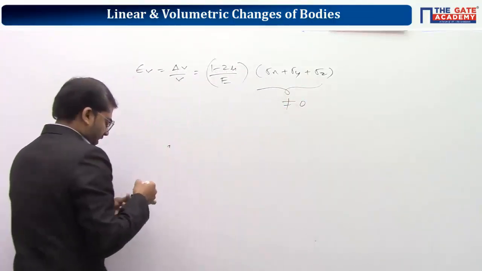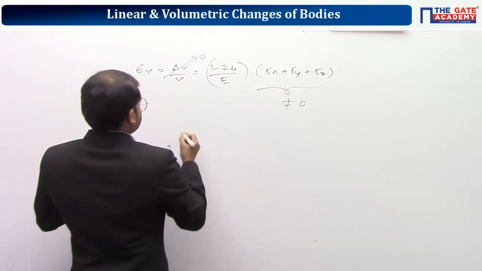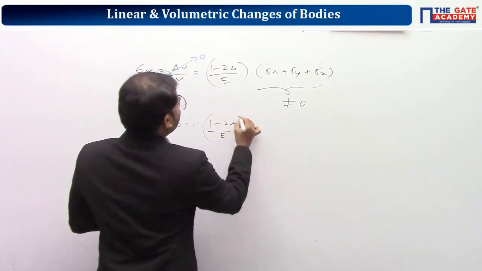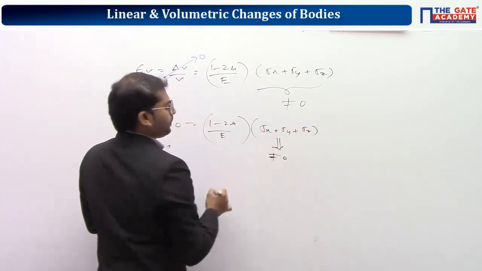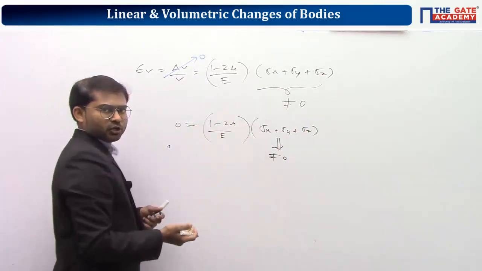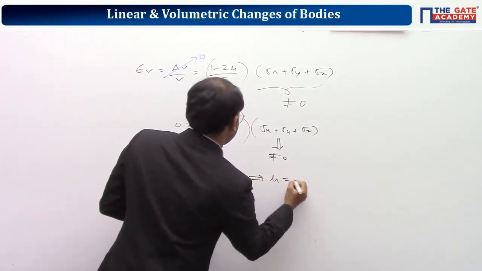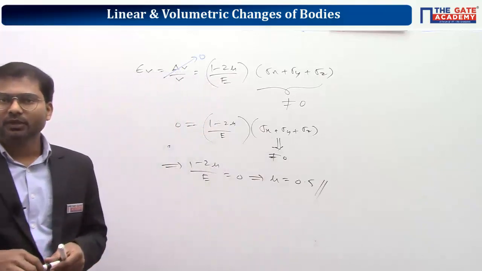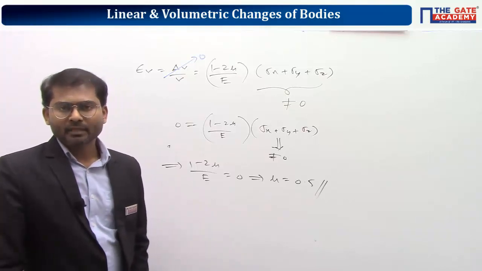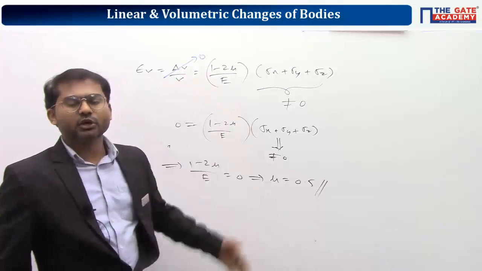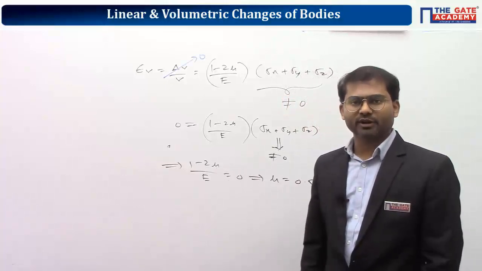They are saying change of volume by original volume is 0. So 0 is equal to (1 minus 2 mu) by E, whole into (sigma x plus sigma y plus sigma z), which is non-zero. The product should become 0, so one of the values should be 0. The only other choice is (1 minus 2 mu) by E equal to 0, which implies Poisson's ratio is equal to 0.5. We got the same answer using the other method, taking bulk modulus K equal to infinity. So the volumetric change is 0. This happens only for incompressible materials. In this way also we can say that for an incompressible material, Poisson's ratio is 0.5.